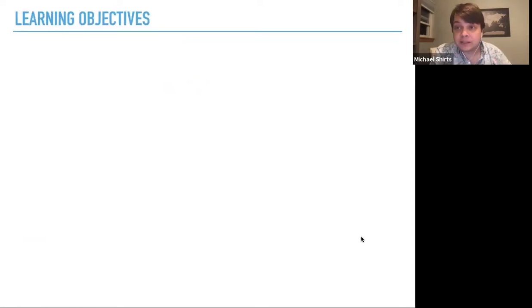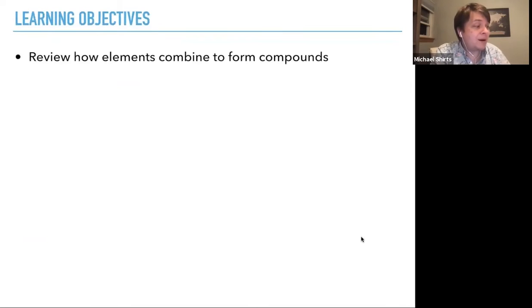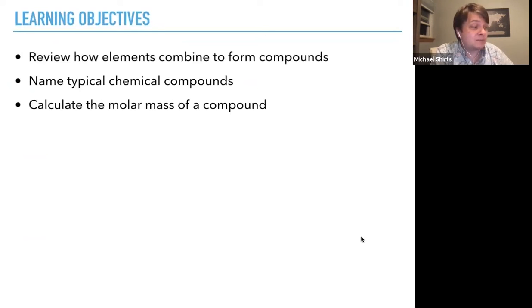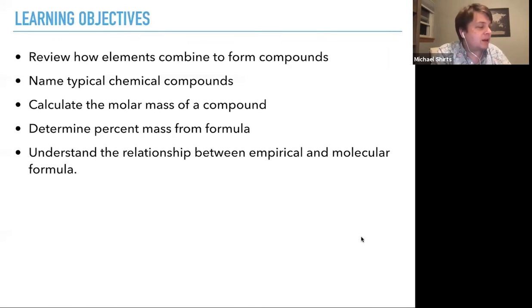Okay, the learning objectives for today: we're going to review how elements combine to form compounds and look at the names of some typical chemical compounds and what the rules are there. Calculating the molar mass of a compound, determining the percent mass given the chemical formula, and understanding the relationship between the empirical and the molecular formula.